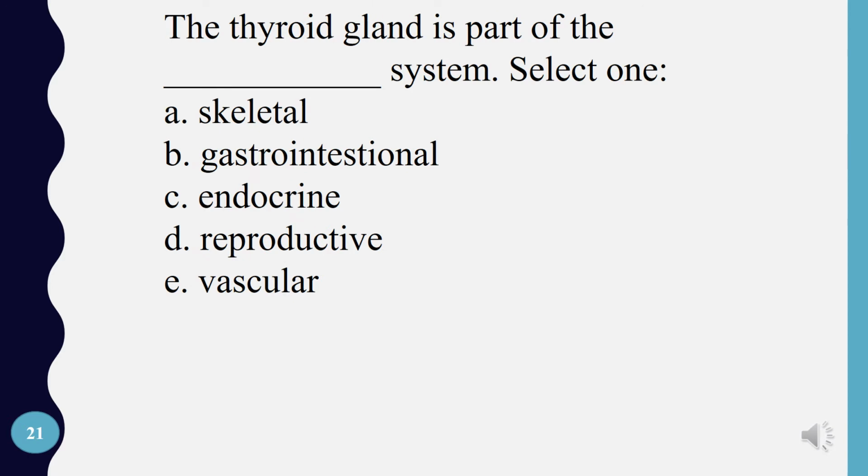The thyroid gland is part of the what system? A. Skeletal. B. Gastrointestinal. C. Endocrine. D. Reproductive. E. Vascular. The answer is C. Endocrine.